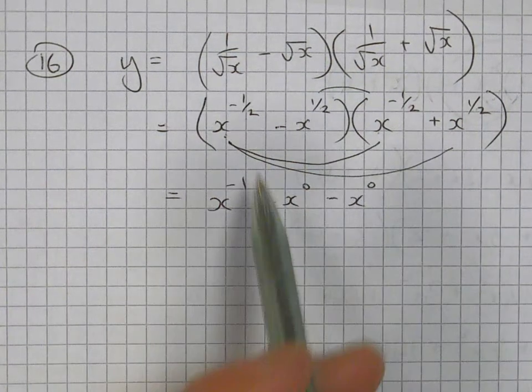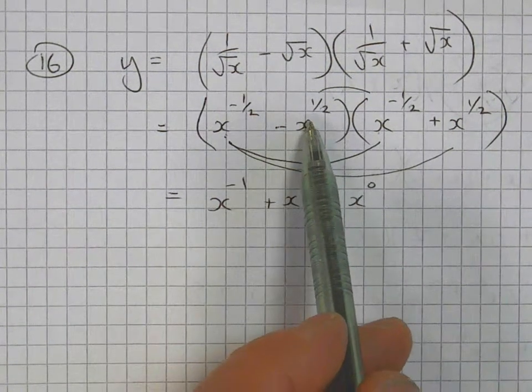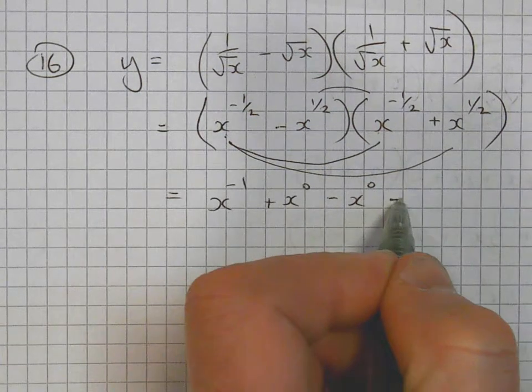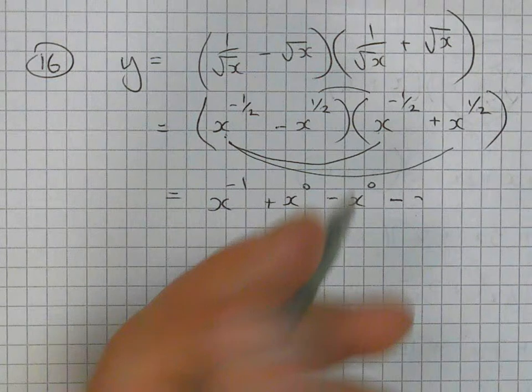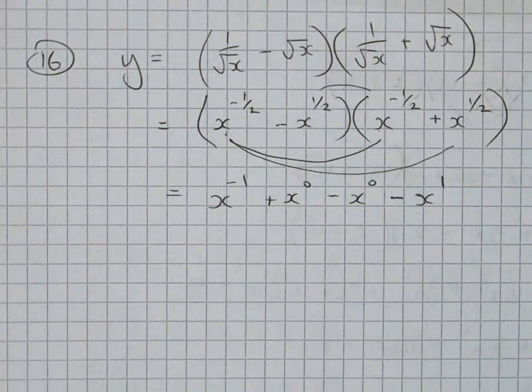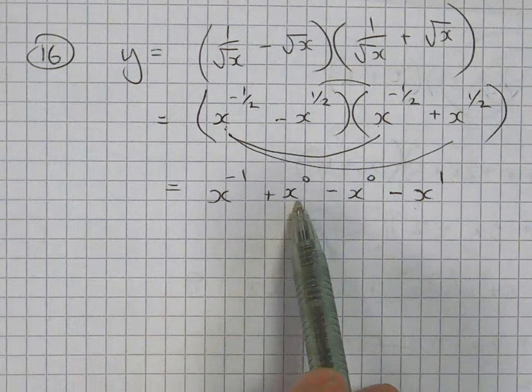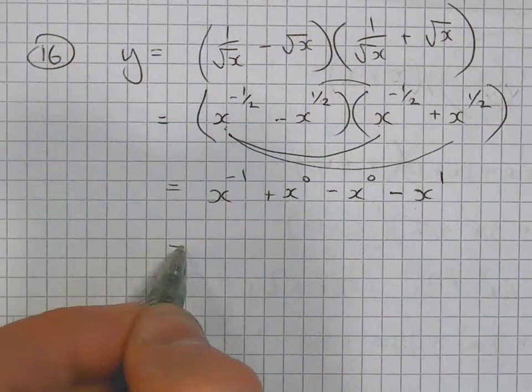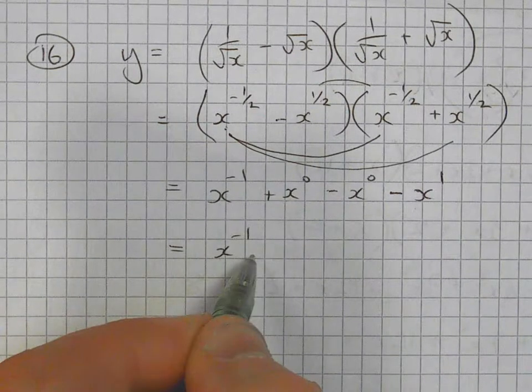And the last bit, x to the half times x to the half. Add the powers. X to the power of 1. These in the middle here are just 1, so it's plus 1, take away 1, which is going to be 0, so they disappear, and you get left with x to the minus 1 minus x.